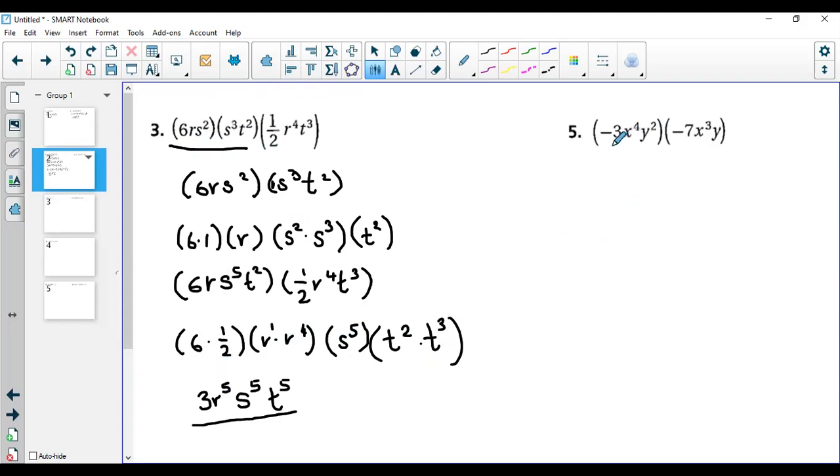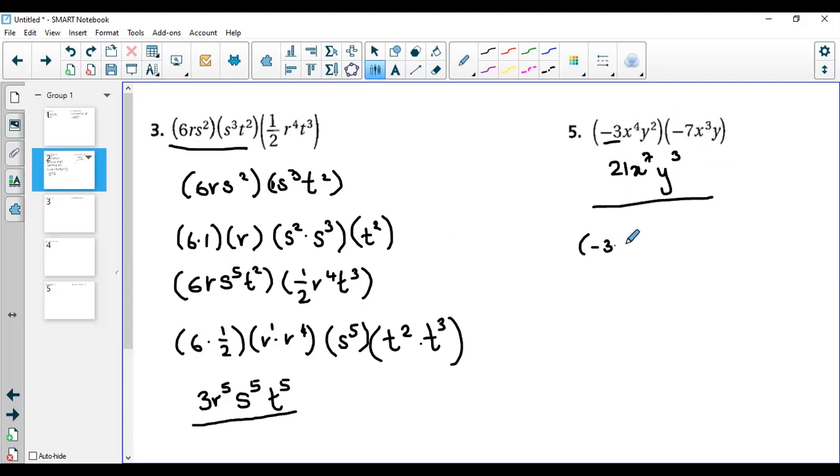Okay, now let's do this. Now without all these steps, you can also do it mentally, just directly multiply them. You are going to get -3 multiplied by -7 will give you 21. Then we have x to the power of 4 and x cubed here, so that's going to be x to the power of 7, and y here 2, and here 1, so that's going to be y cubed. This is your answer. Now even if you do it with all these steps, the answer you're going to get is the same.